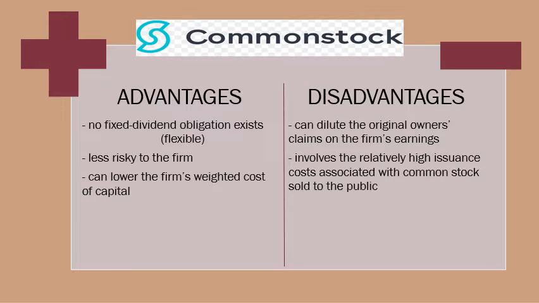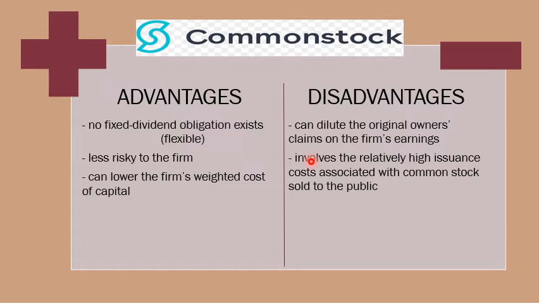All right. So for the first advantage of common stock, no fixed dividend obligation exists. So it is more flexible. What do you mean by no fixed dividend obligation exists? The company is not obligated to release or give dividends to its shareholders. It just depends on the discretion of the board of directors if they feel like they want to release cash or stock dividends. It is really not mandatory, so it is deemed flexible. Of course, it is less risky to the firm. Why? Because there is a greater degree of flexibility in their financial plans, so they can adjust whenever needed. And it can lower the firm's weighted cost of capital.